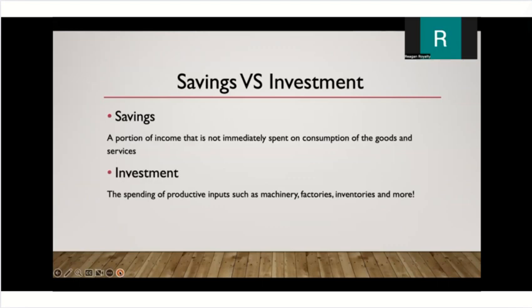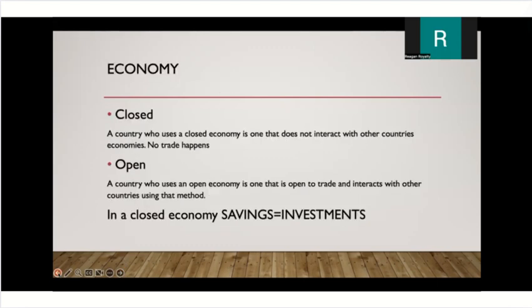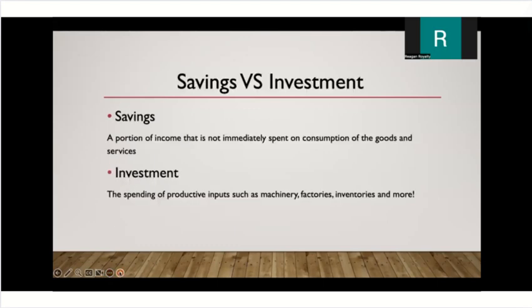So savings versus investments. Savings is a portion of income that is not immediately spent on consumption of goods and services, while investments is the spending on productive inputs such as machinery, factories, inventories, and more. So this is why it's important to remember that savings equals investments. You just have to remember that that's with a closed economy.